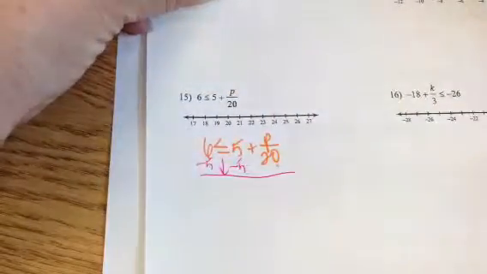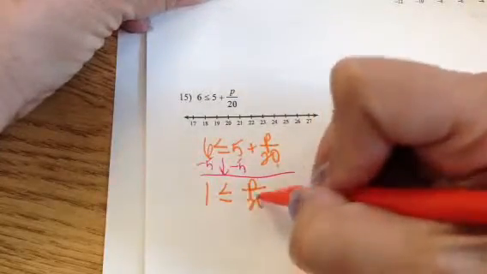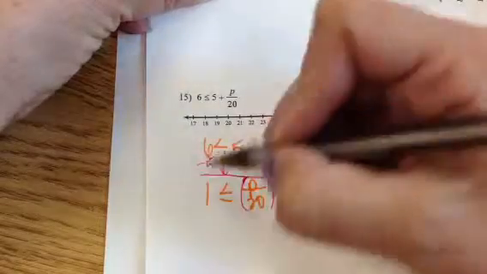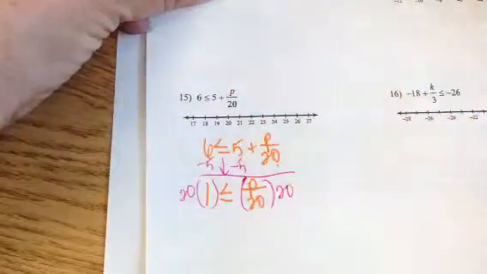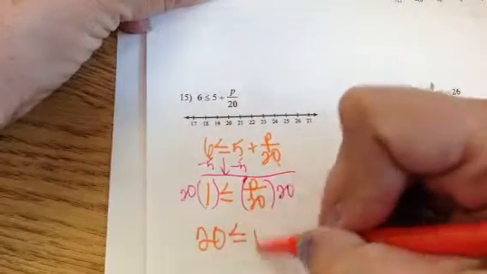I'm going to wind up with 1 is less than or equal to p over 20. Like I was talking about with the other problems, to undo divide by 20, I'm going to multiply by 20. And I'm going to wind up with 20 is less than or equal to p.